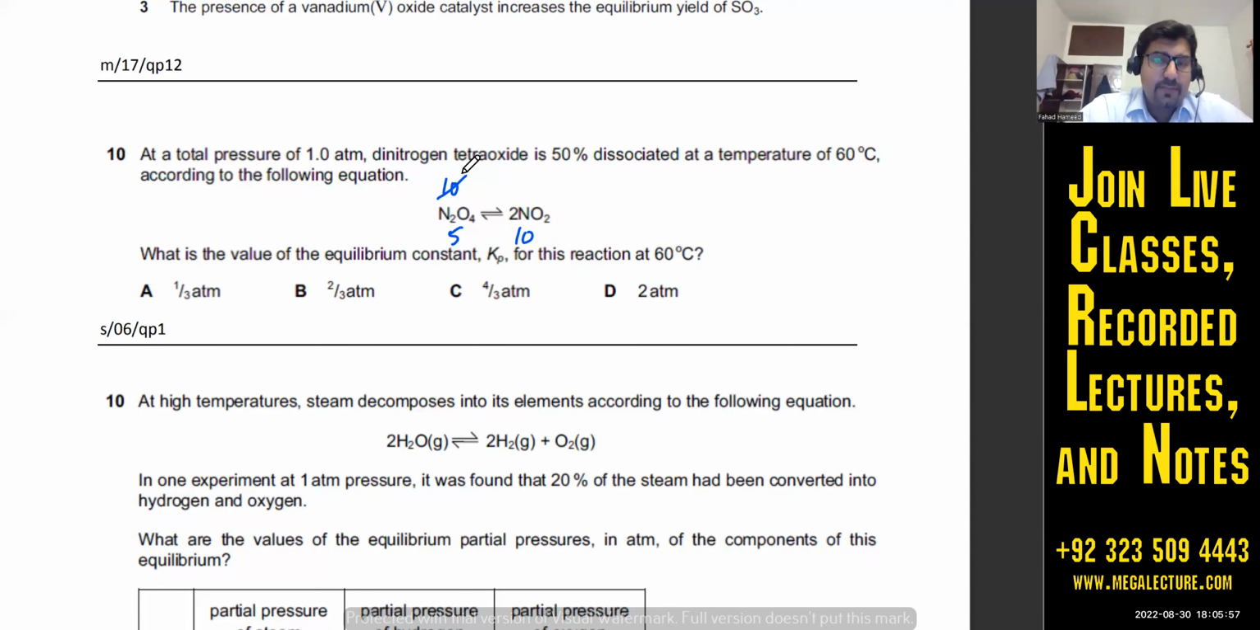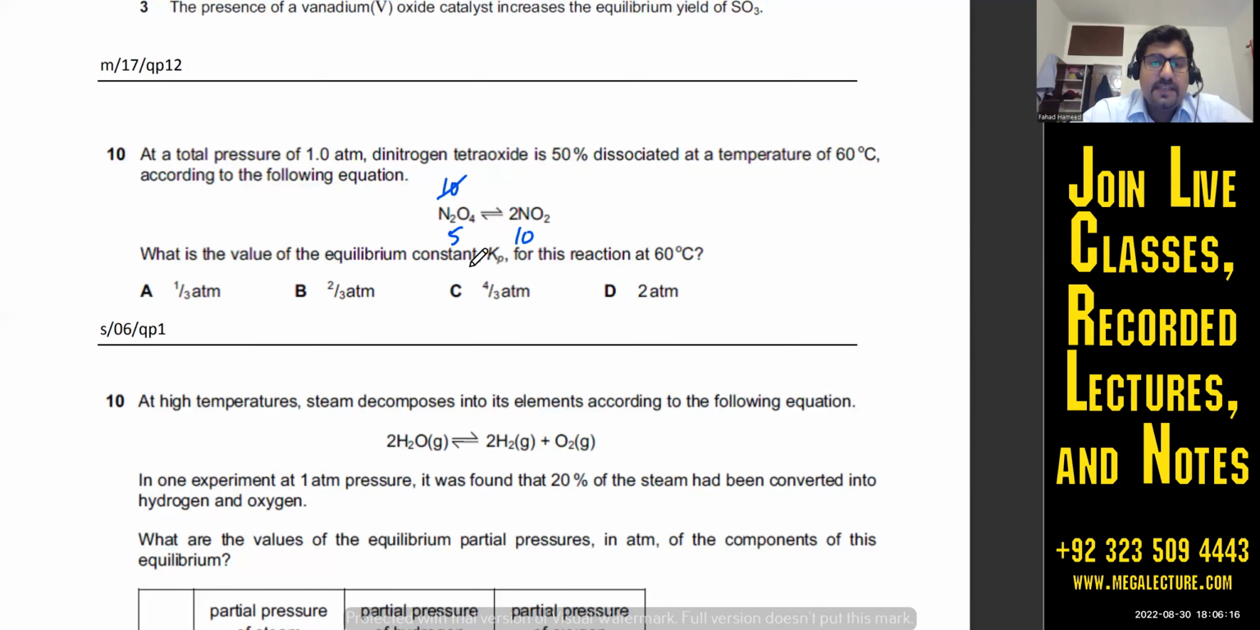So again, I'm going to repeat. I started off with 10 moles, a hypothetical number, 50% dissociated, so I'm left with 5. And the 5 moles that have reacted have gone to the other side. It's 1:2, so the moles double there. So I've got 5 moles of this and 10 moles of this.